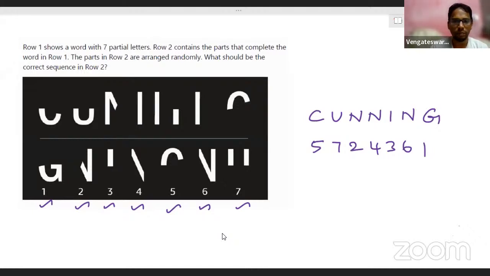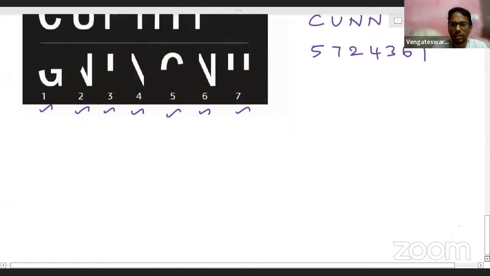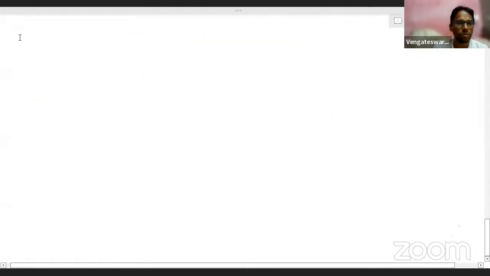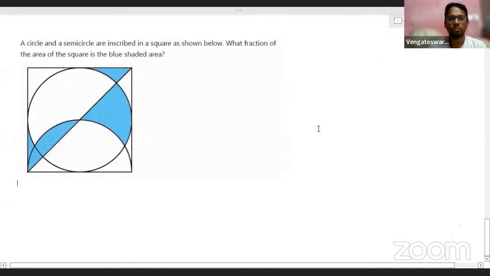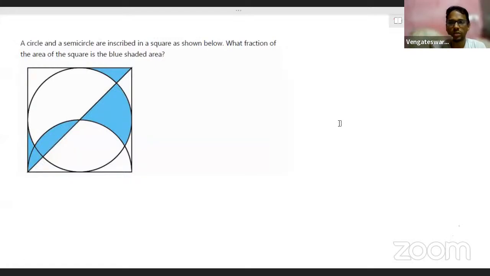The next question is based on geometry and mensuration. If you are clear in visualizing, and okay with some basic properties of geometry, you can easily solve this question. So I'm giving you a few seconds. Please try to find the answer for this question. Come on, do try this.